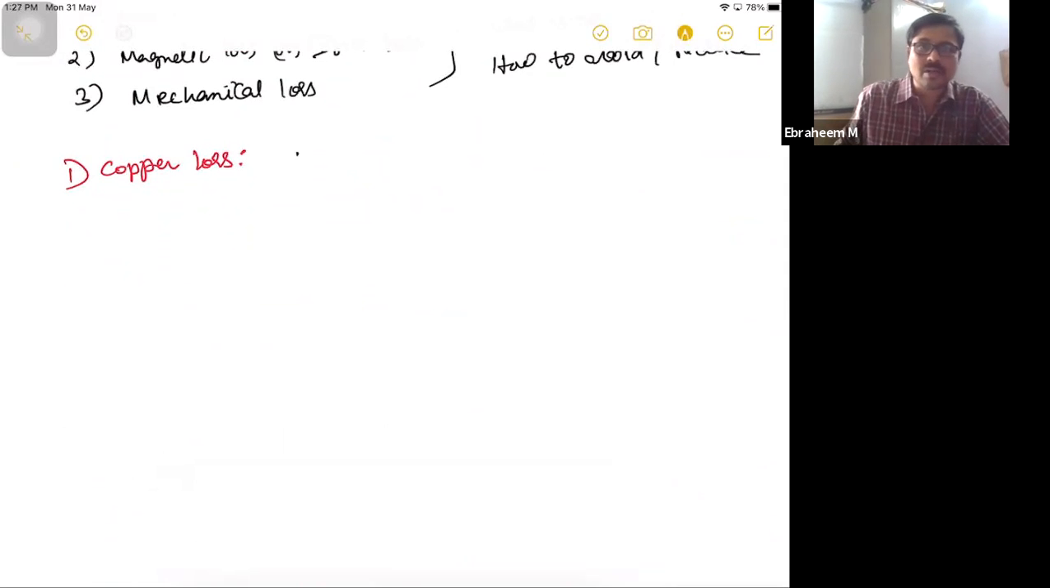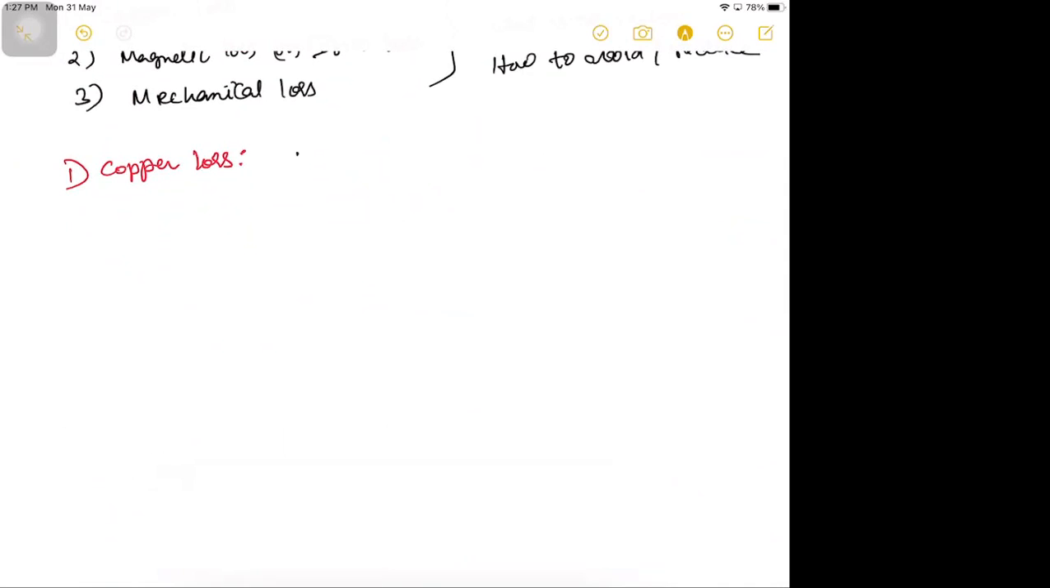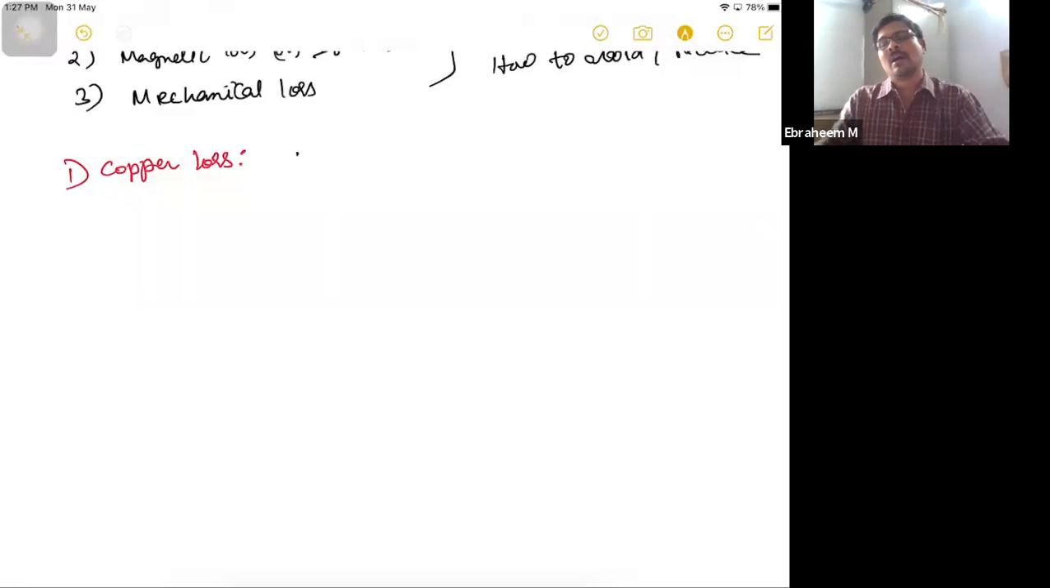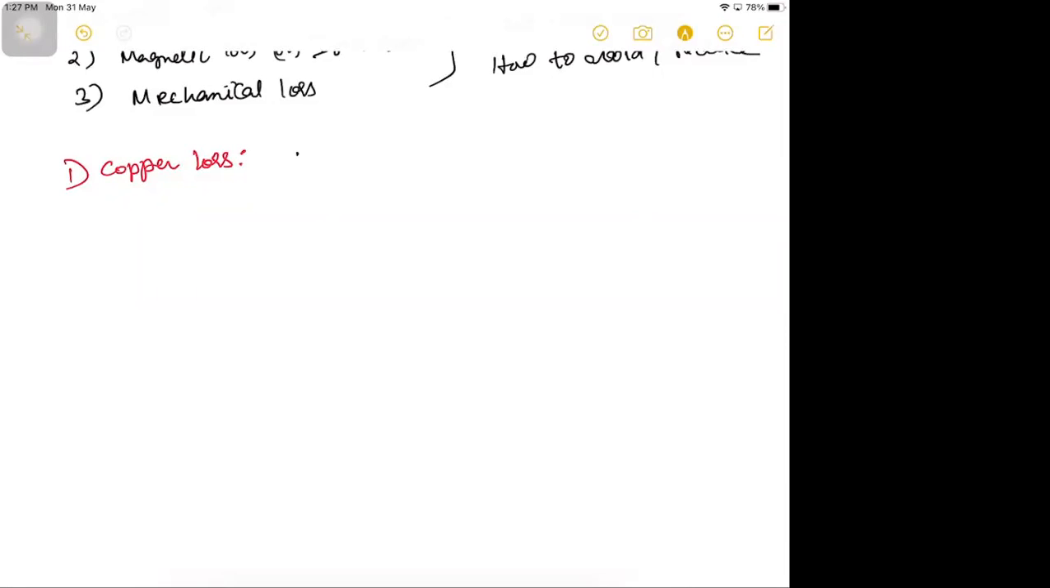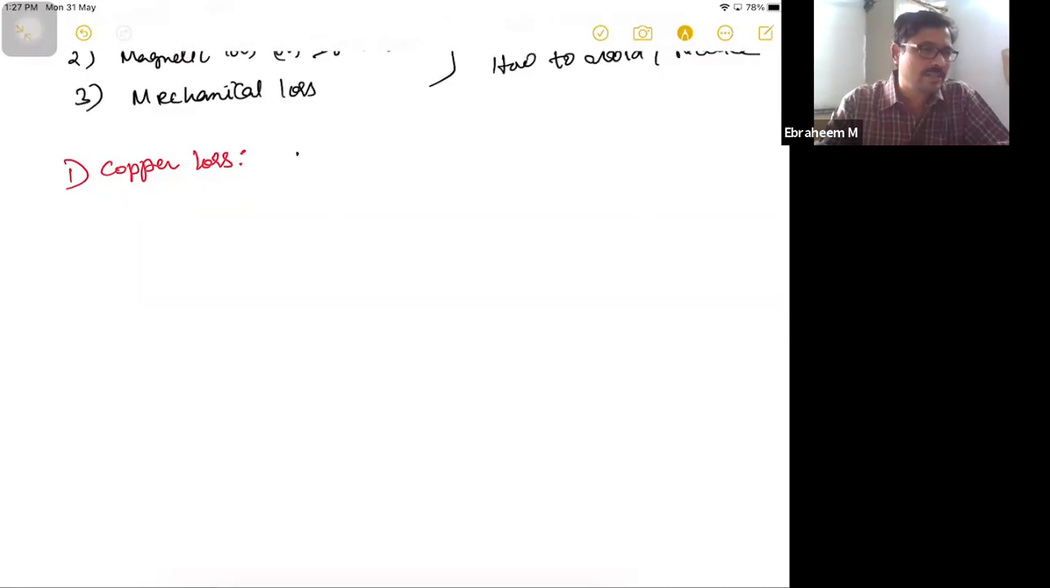This Cu stands for what? Copper. Yes, copper is denoted by Cu. Cupric oxide, I think you might have heard about it. Copper plus oxygen gives you cupric oxide. Okay, so armature copper loss. So copper winding, armature winding.